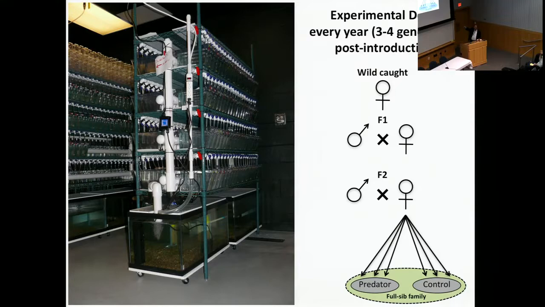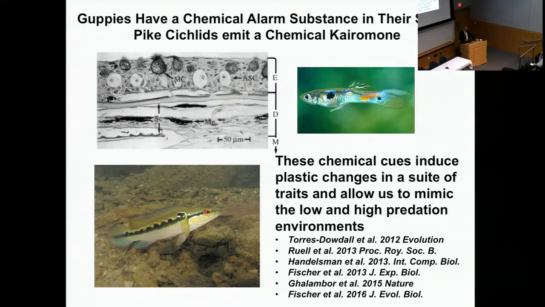and put them into two treatments, either one where they're exposed to predator cues or one where they're exposed to plain water. So what are these predator cues? Well, we essentially put a pike cichlid into the sump tank that's in the water supply, and we feed that pike cichlid guppies. The fish never actually see the predators, but we know that there's chemical cues that are given off by the predators that have a strong effect on guppies.